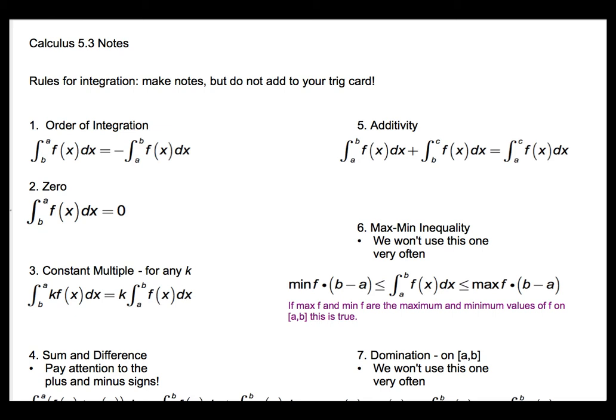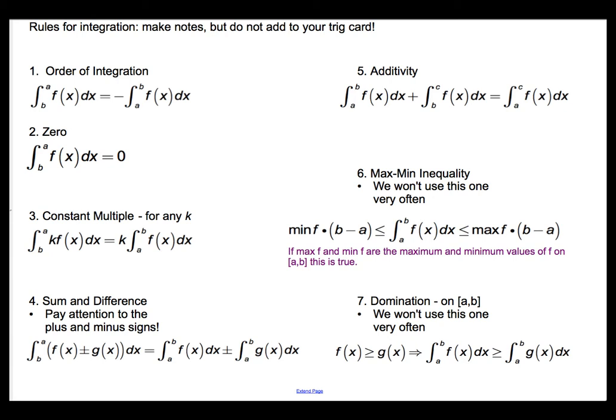The zero property is if your integral equals 0. Constant multiple. Now this is a really handy property right here. If you have a constant, you can always take the constant and move it outside the integral. This is a great rule. You will use it all the time. It is your friend. So get comfortable with that particular rule.